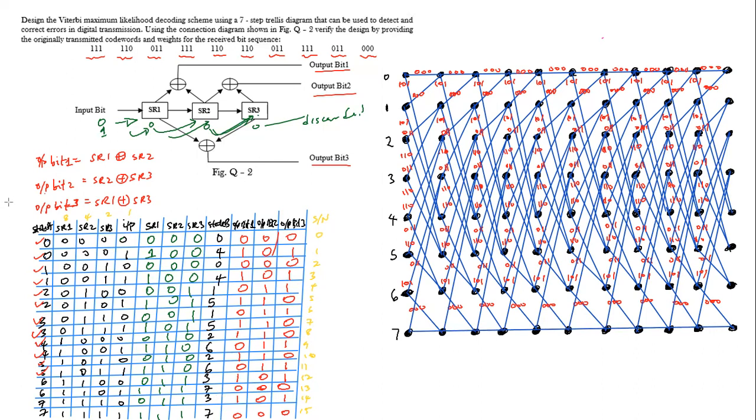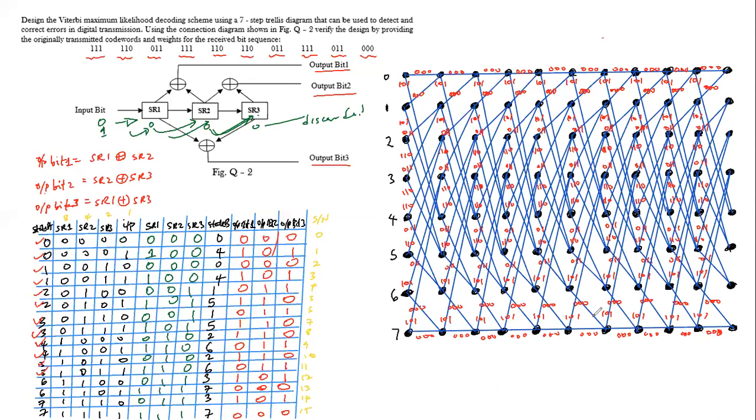Then I now include the code word, which is all 101, 101 here, and it's all zeros too, run by the connection diagram. Okay, perfect.